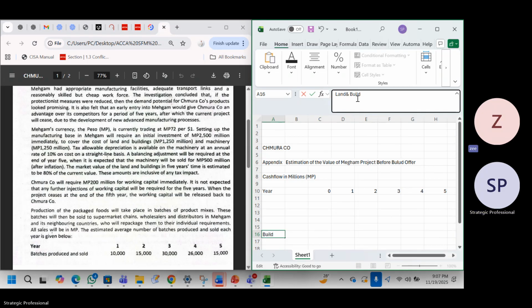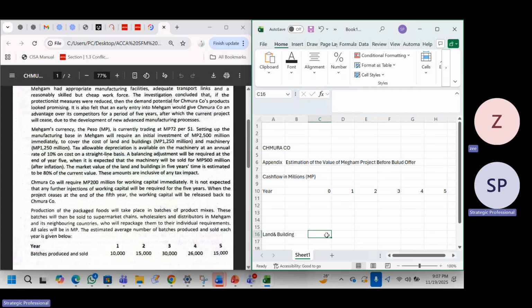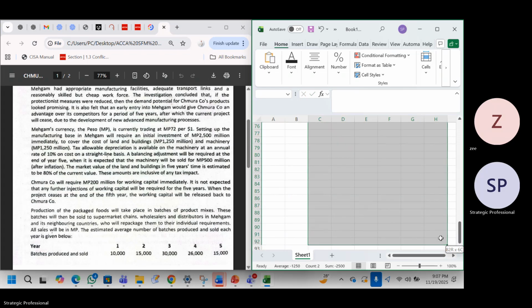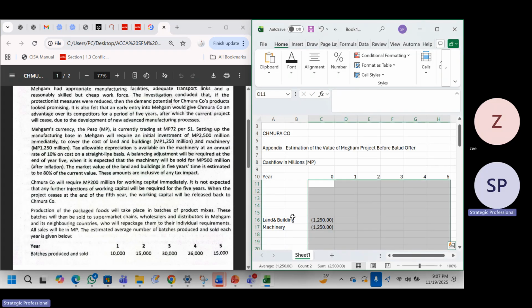Yes. Machinery is 1,250. So as a professional, split it, right? It makes your work more neat. So 1,250, and this one will be negative now because it's an outflow. So this one, machinery, is what? 1,250 minus 1,250, right? So that's that about that.